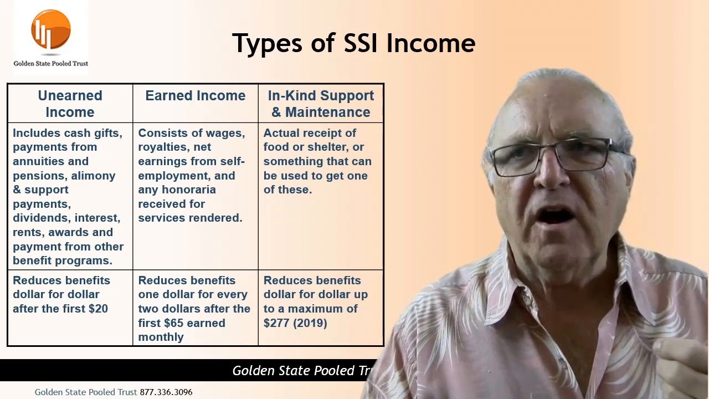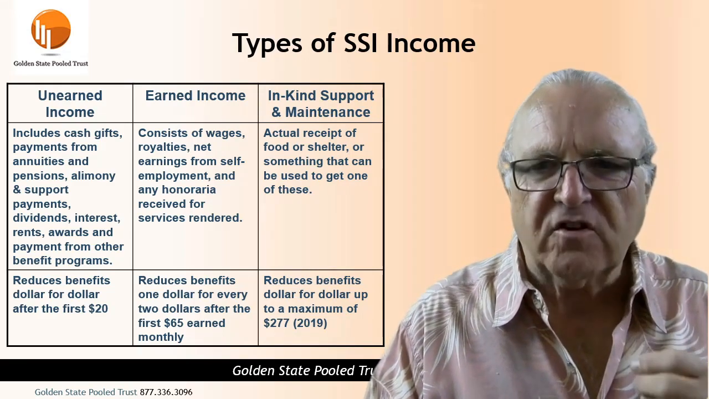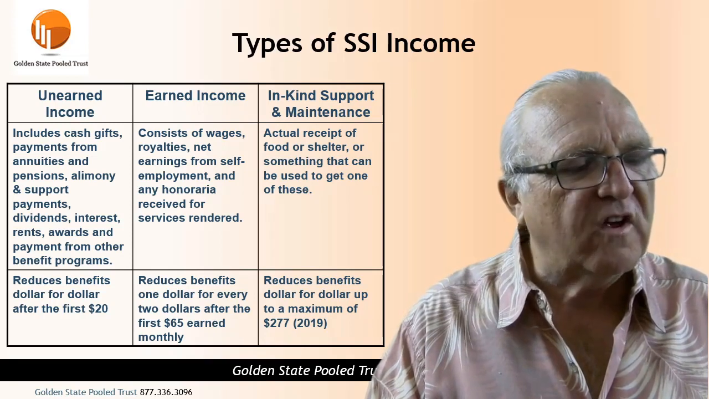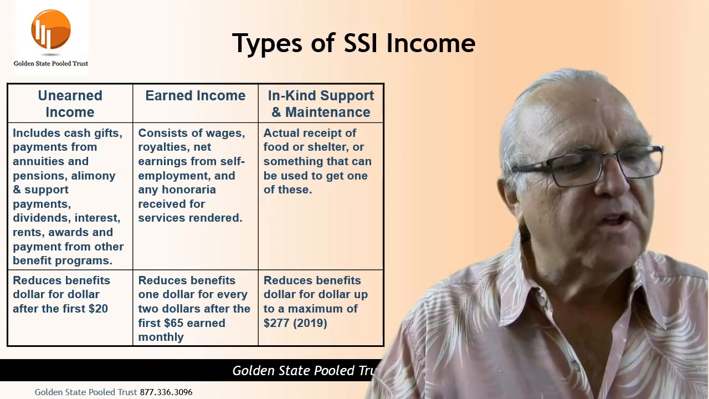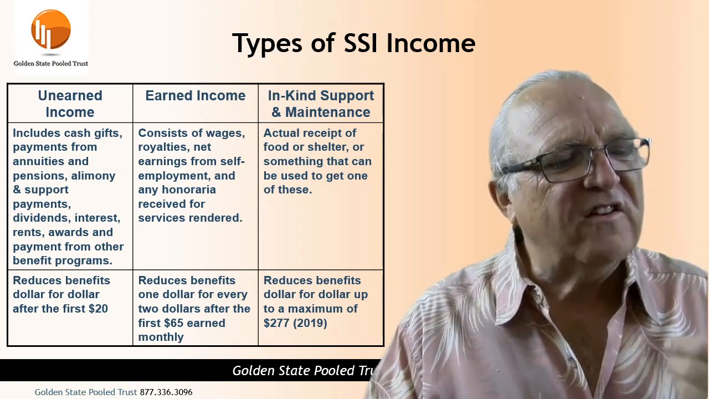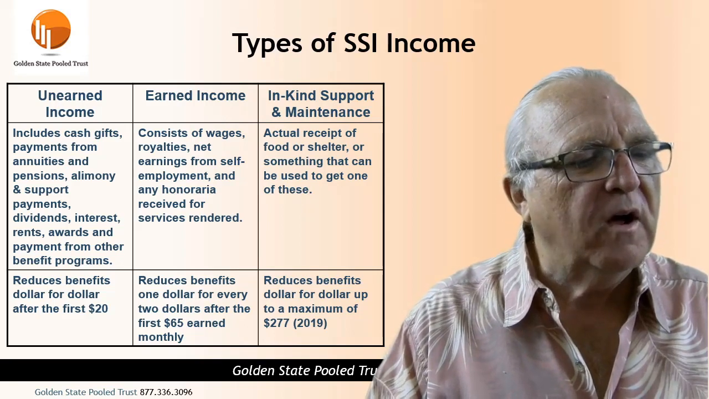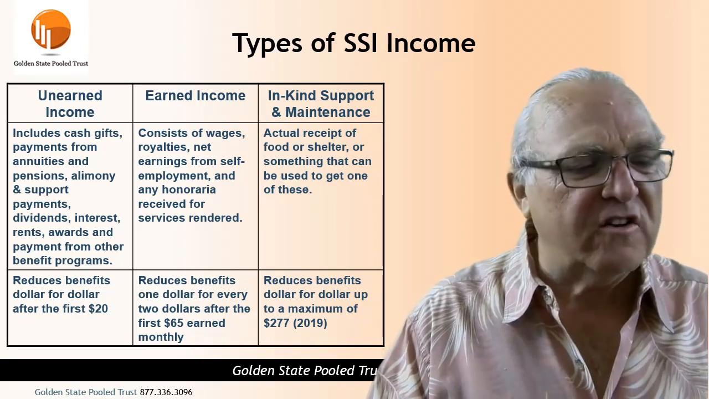So just keeping in mind that SSI supplements any other payments of income from any other source here. Some of this will start to make sense. Now, what we're going to see over and over again is that when you're counting income, there's a thing called the $20 disregard.